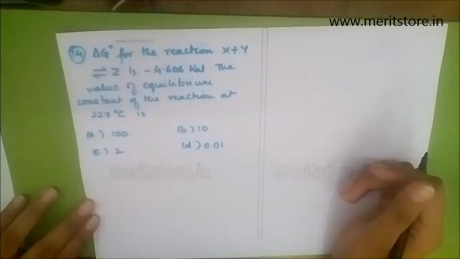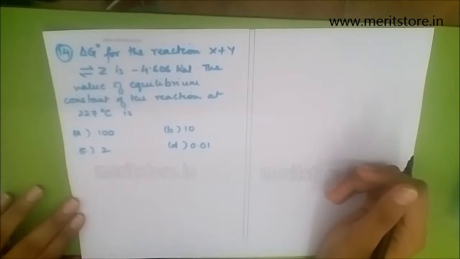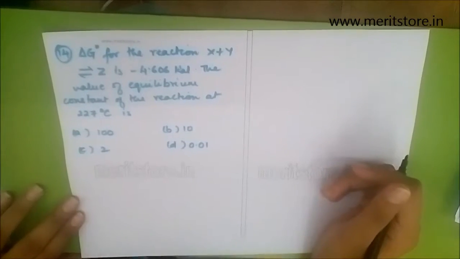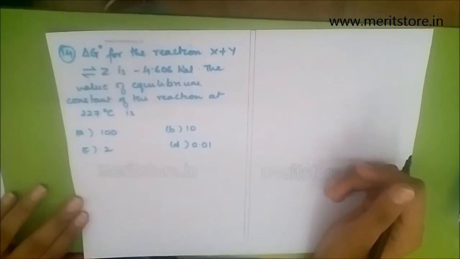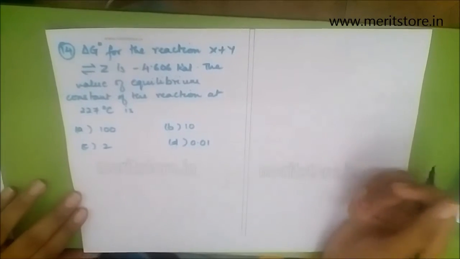Delta G0, that is standard Gibbs free energy for the reaction X plus Y is equal to Z, which is a reversible reaction, is minus 4.606 kilocalories. The value of equilibrium constant of the reaction at 227 degrees Celsius is.